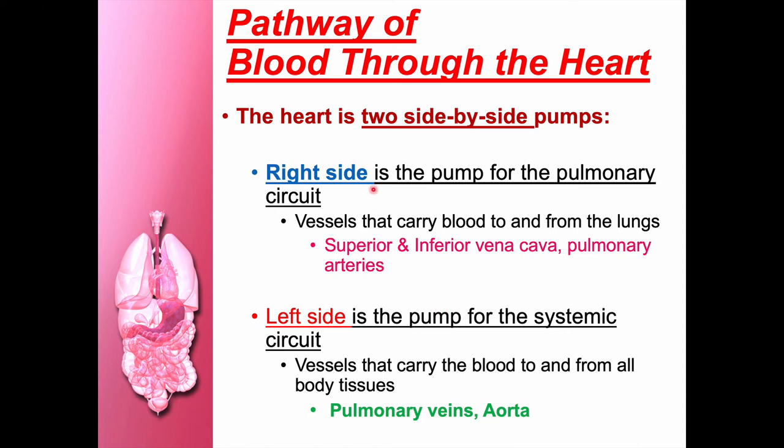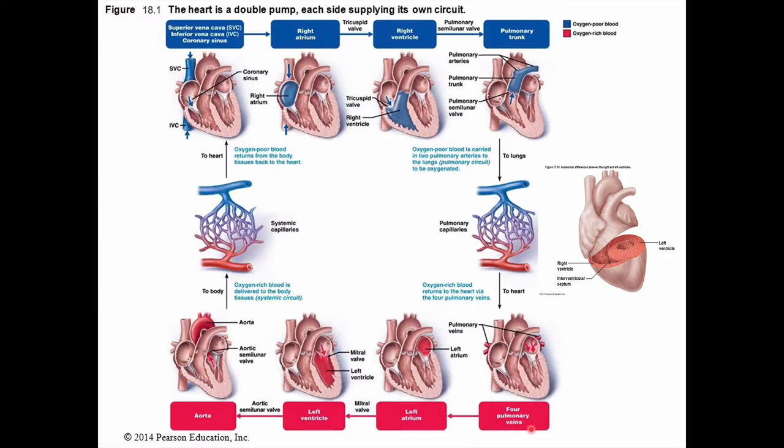As I told you in the previous thing, you divide the heart into right side and the left side. The right side always circulates deoxygenated blood, whereas the left side always circulates oxygenated blood. That is through the pulmonary vein and the aorta. I will show you.